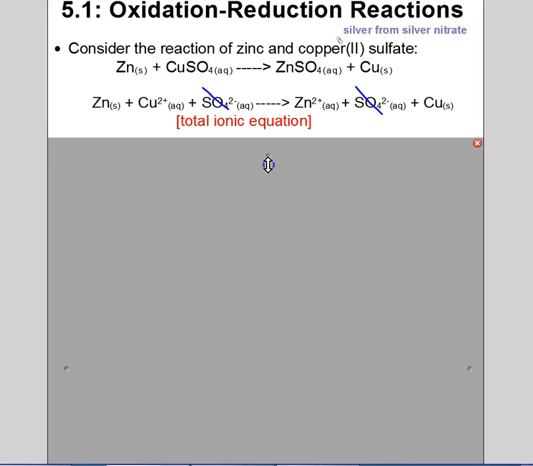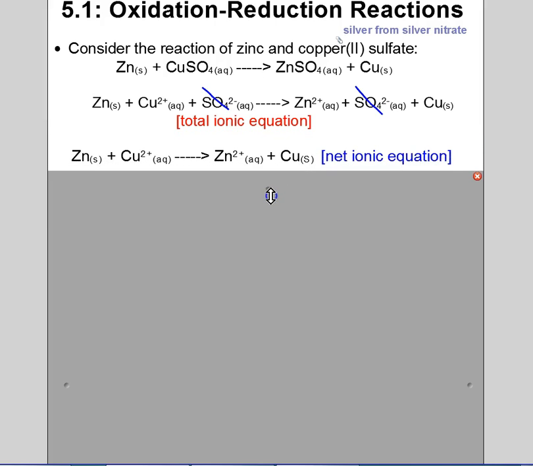So to isolate really what's happening with the chemistry of this reaction, let's get rid of the spectator ions. This is called a spectator ion. We've seen that before. It's just spectating, it's not participating. The net ionic equation shows what has changed. In this case, zinc has been oxidized from neutral atoms to charged ions, and copper has been reduced from 2 plus ions to neutral atoms.